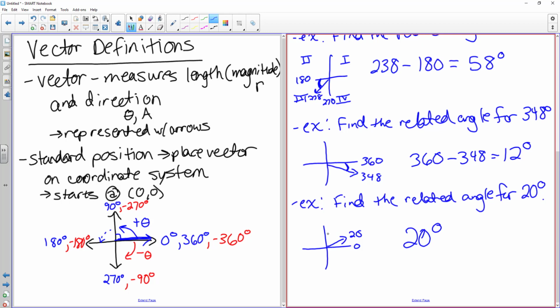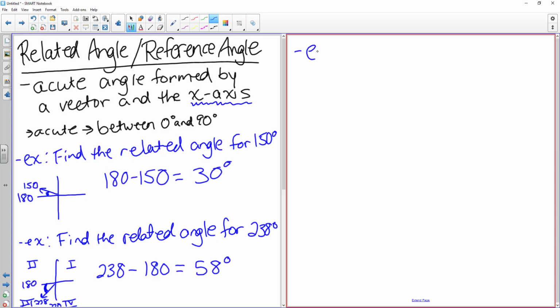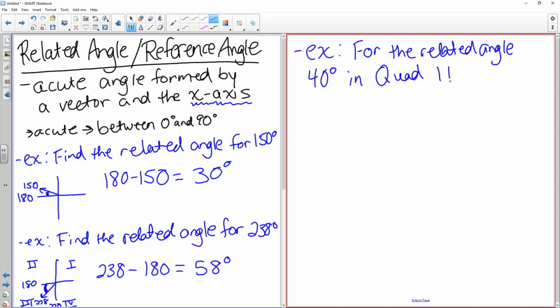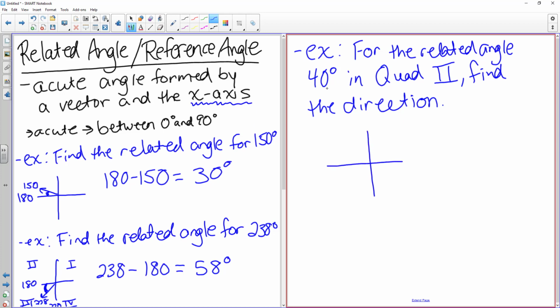The other way we can look at this, let's do just one more example, similar but going the other way. For the related angle 40 degrees in quadrant 2, find the direction. Now I'm being told that my related angle is 40 degrees in quadrant 2. So I'm in quadrant 2, 40 degrees from the x-axis. Right here is 40. From 180 going back 40, I would figure out that this is 140 degrees. Not the only way to do it, but probably the quickest way.